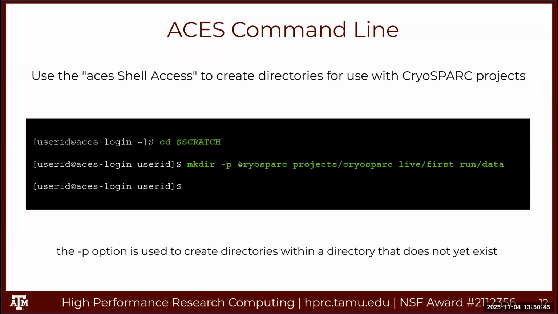This is a way to make a directory from the command line. You want to go to your Scratch directory first and then make the directory. If you want to create a multiple-directory tree like this, but the CryoSPARC projects directory doesn't exist yet, you can use the -p flag and create multiple new directories. I'm doing this because later I want to show you that when you're adding data to CryoSPARC Live, you'll want to have a data directory.